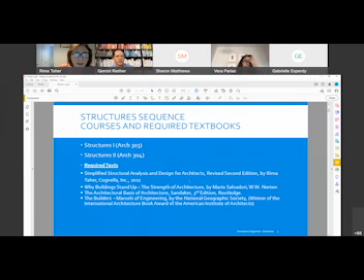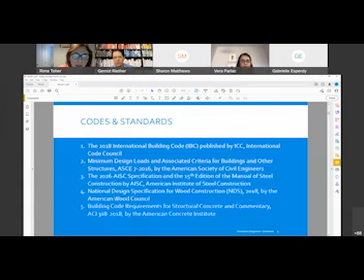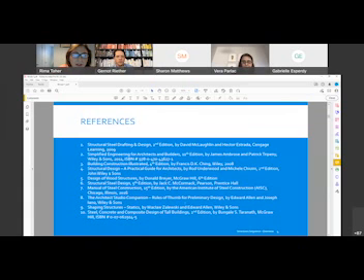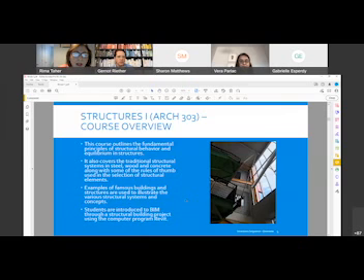It's about Structures 1, Architecture 303, and Structures 2, Architecture 304. These are the required texts and the references. Structures 1 is an introduction to structures. At the beginning of the course, we cover the fundamental principles of statics and strength of materials, so there are some little calculations to do.